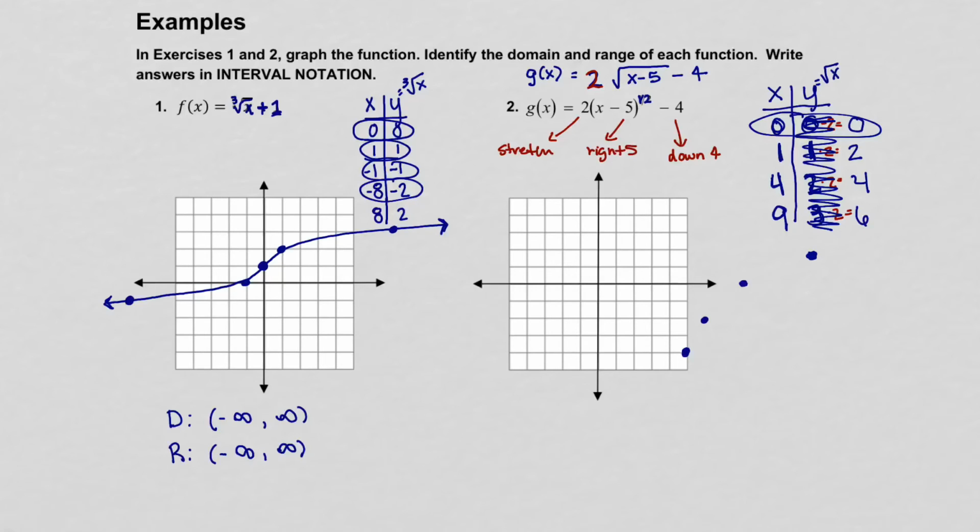And again, there are no negatives on that, so I'm going to start at this 0, 0. I'm not going to put an arrow on, and I'm going to connect it with as smooth a continuous curve as I can. Okay. So it looks good. It's got that eyebrow kind of shape that I expect with the square root, but I still need to find my domain and my range.